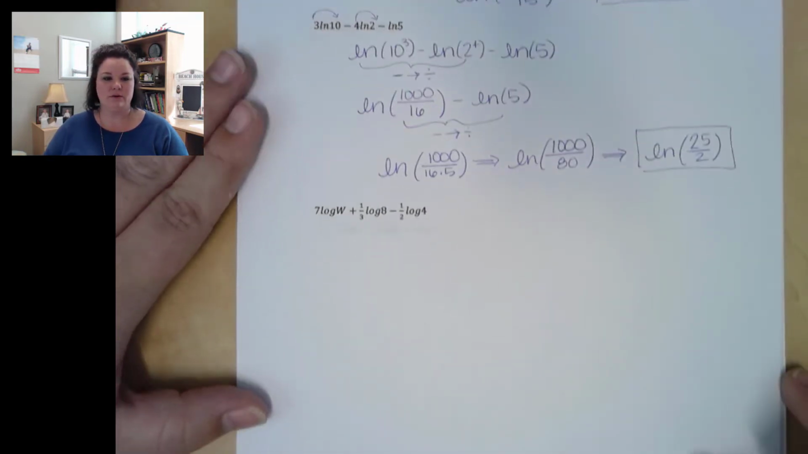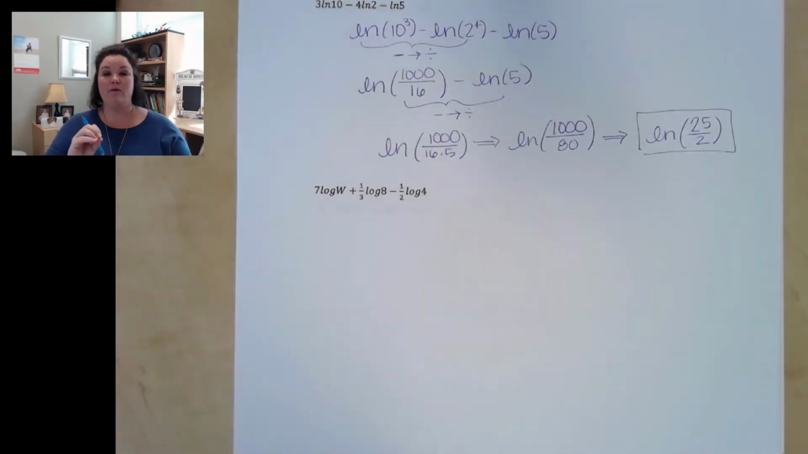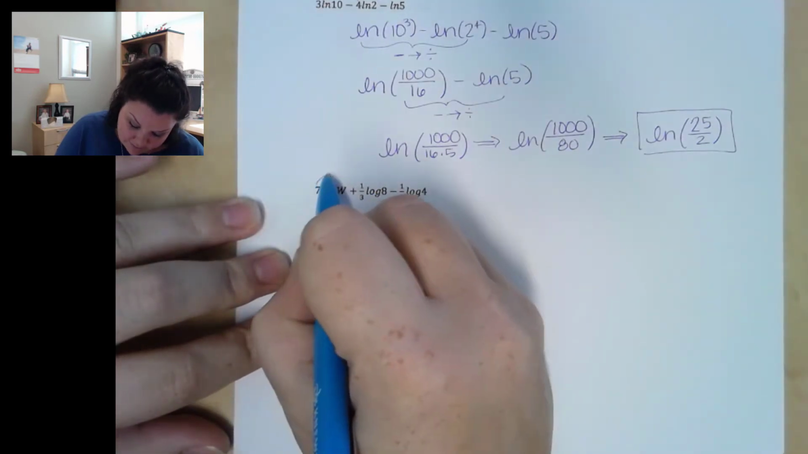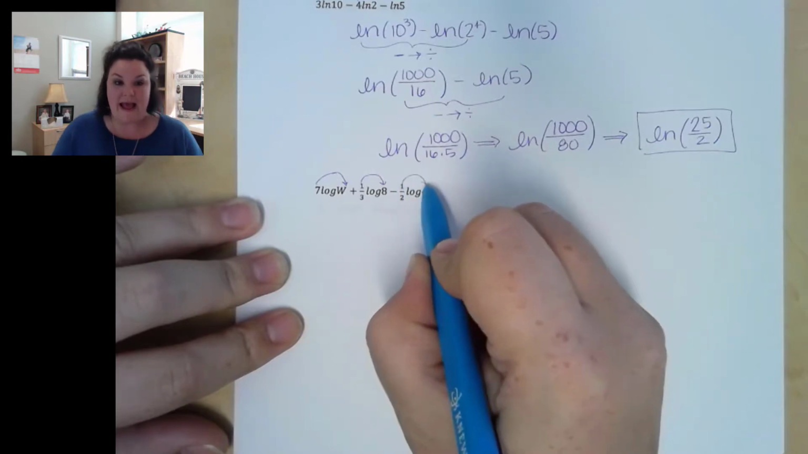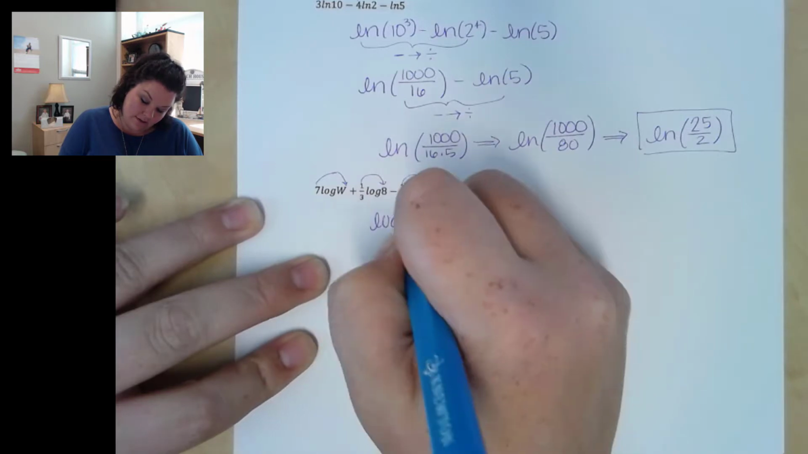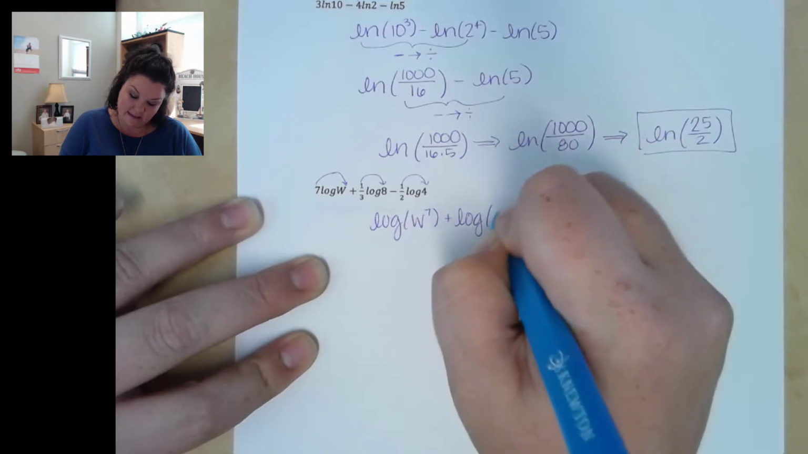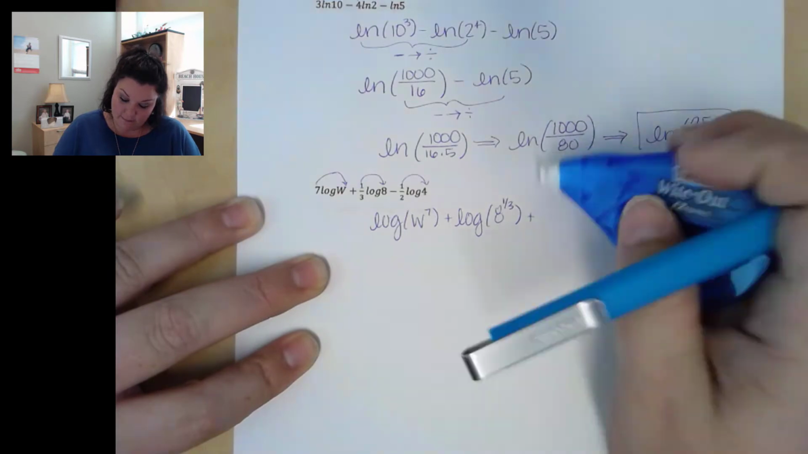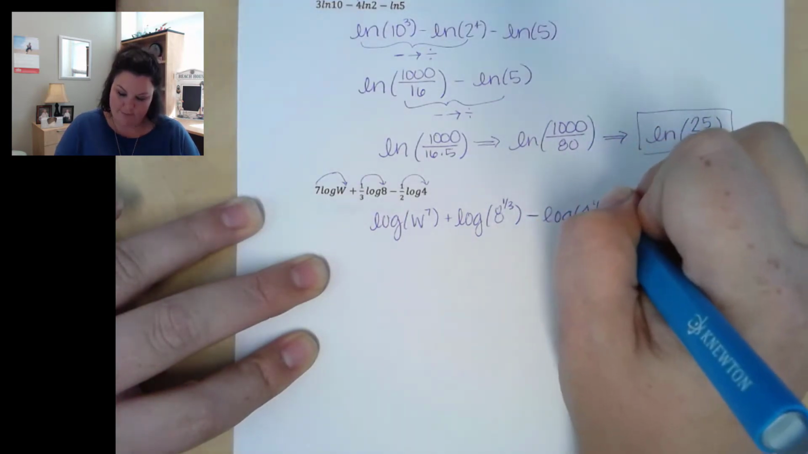All right, so let's look at this last one. Again, I want to start by moving my coefficients back up into the exponent. So I'm going to move my 7 back up, my 1/3 back up, and my 1/2 back up. So this looks like log of w to the 7th power plus log of 8 to the 1/3 power, minus log of 4 to the 1/2 power.